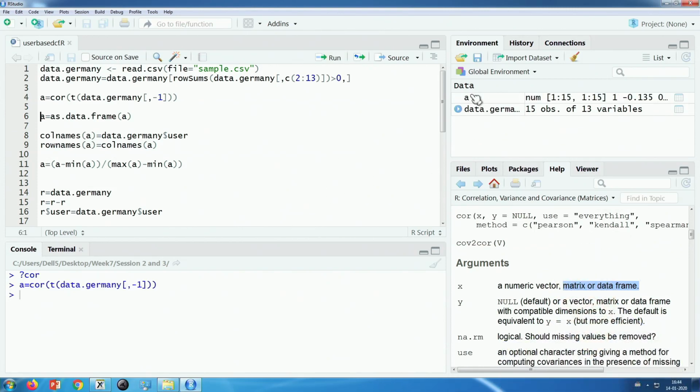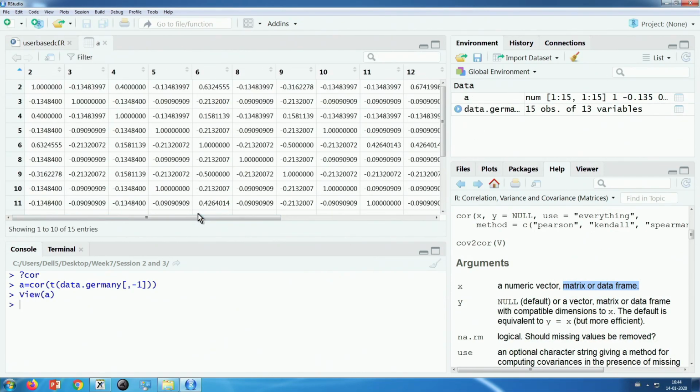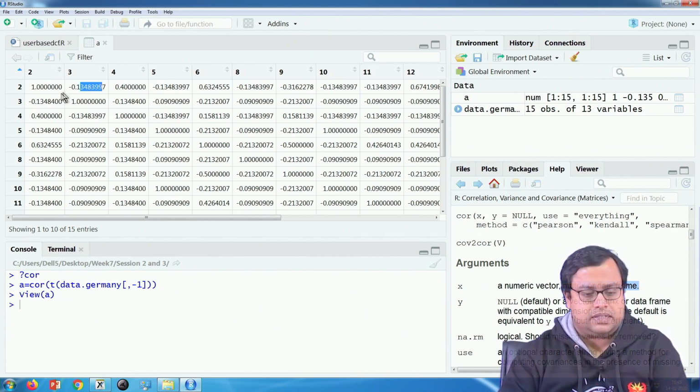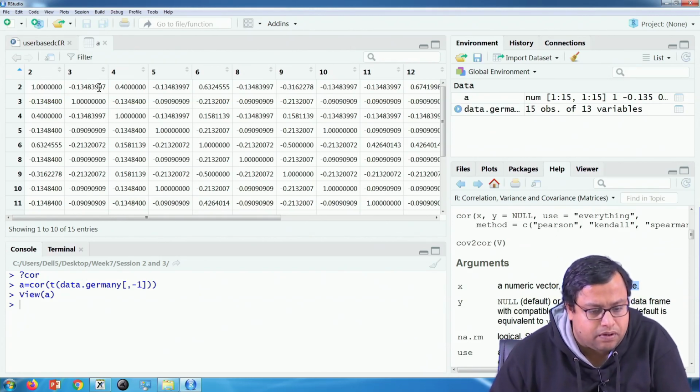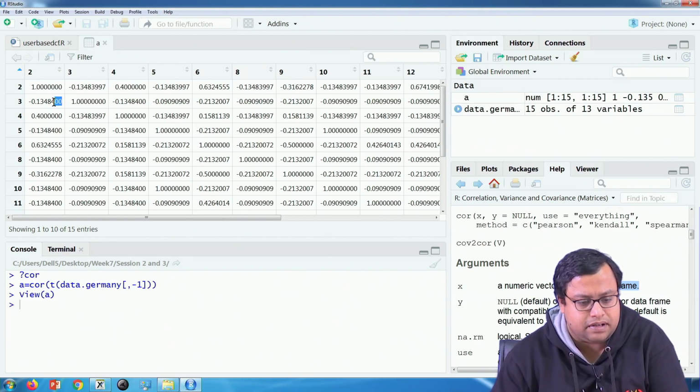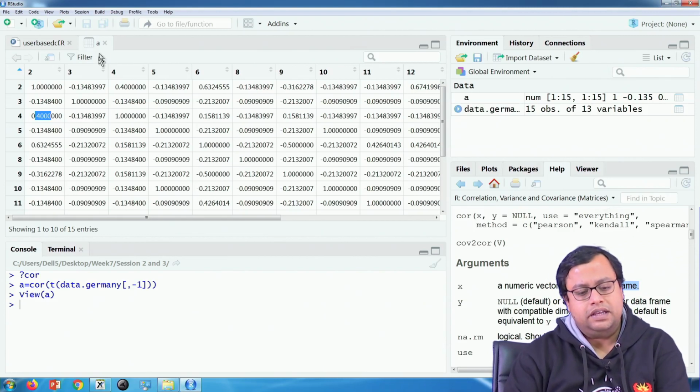If I run this, A looks like this. The values you are seeing here are basically correlation values between pairs of users. The correlation between 2 and 2 is 1, 3 and 3 is 1, 4 and 4 is 1, 5 and 5 is 1, and so on. All the off diagonal elements are a mirror image over the diagonal. That means if this is 0.13487, the mirrored value is the same, and if this is minus 0.183483997, the mirror is also the same, and if it is 0.4, this is also 0.4, and so on. Those kinds of values you will get.